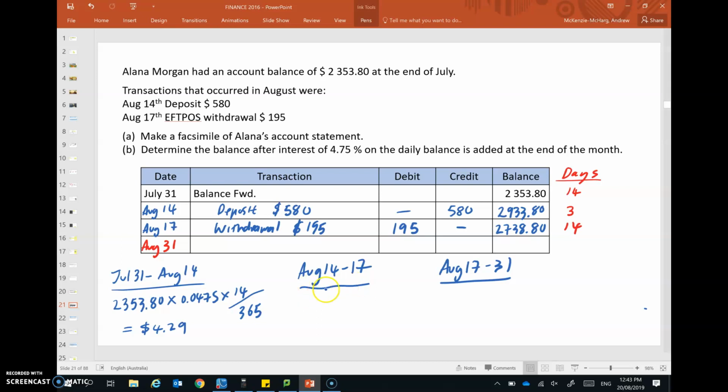Okay, so this next one, it's pretty similar. We've got a different balance, 2,933.80, same interest rate, by 3 on 365 this time, because that's how many days that balance existed for. And then this last one's going to be 2738.80, same interest rate by 14 on 365.